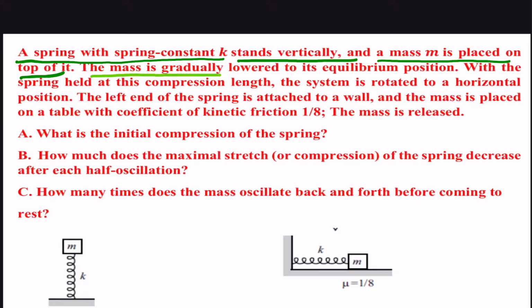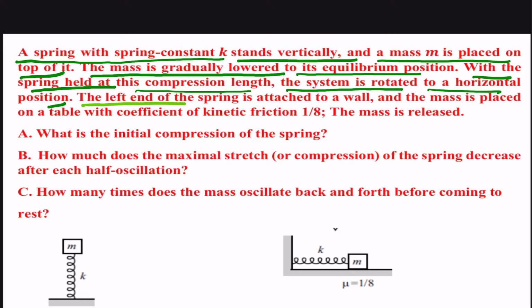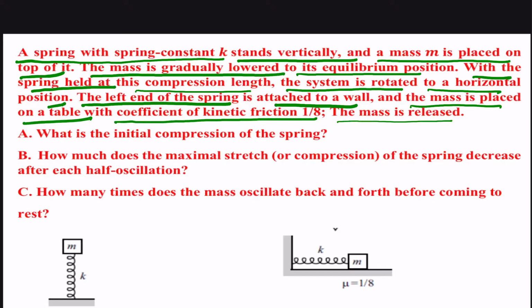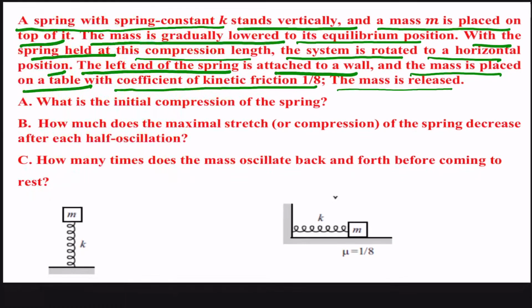The mass is gradually lowered to its equilibrium position. With the spring held at this compressed length, the system is rotated to a horizontal position. The left end of the spring is attached to the wall. The mass is placed on the table with a coefficient of kinetic friction 1/8. The mass is released. Based on this, we have these three questions.